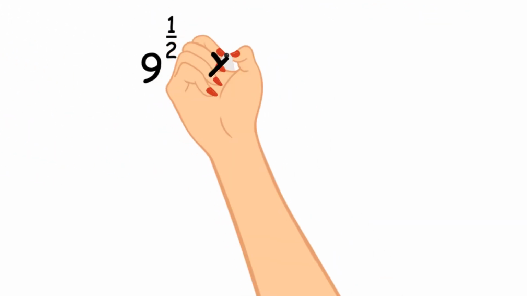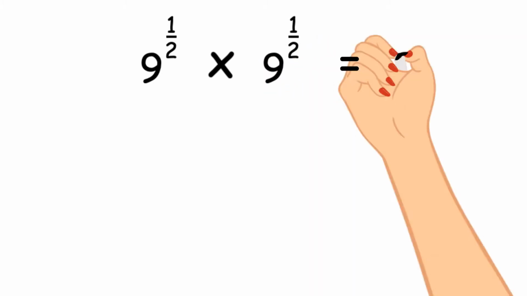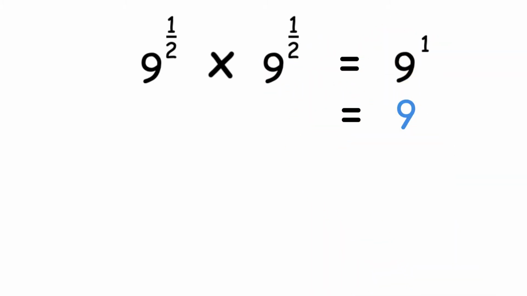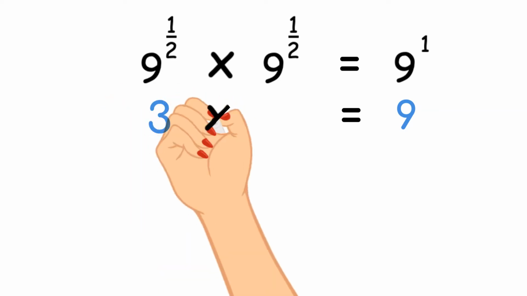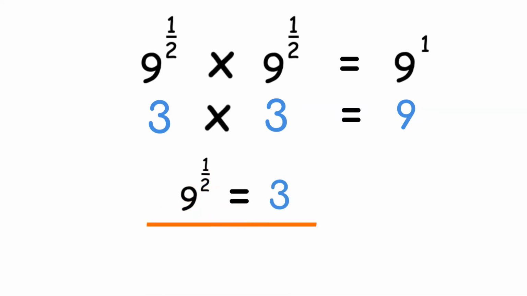And we can do the same thing with 9 to the power of a half. Times it by 9 to the power of half. Well, we know that gives us 9. But what times by itself also gives us 9? 3 does. Although you could actually argue minus 3 does as well, but let's save that for another video.